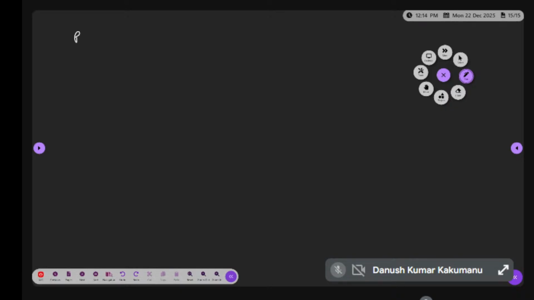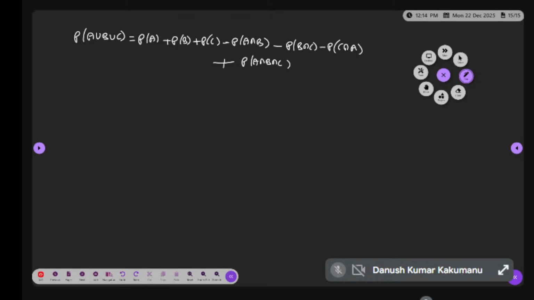P of A union B union C. What is the formula of P of A union B union C? P of A plus P of B plus P of C minus P of A intersection B minus P of B intersection C minus P of C intersection A plus P of A intersection B intersection C. All of you know? Yes, this is the Venn diagram.